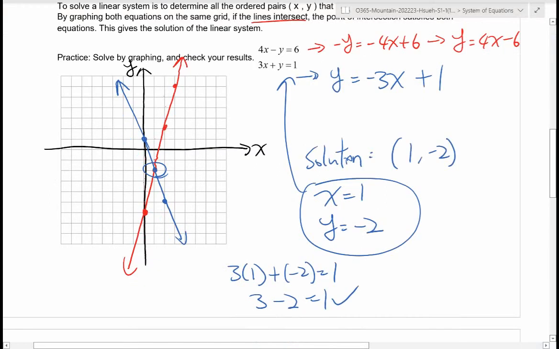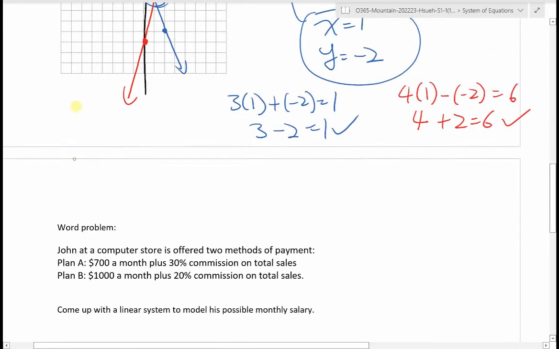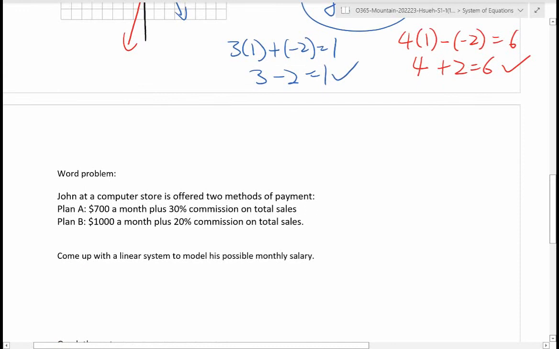If you do it for the first equation, we have 4x, so 4 times 1, minus y, which is minus negative 2, equal to 6. So 4 times 1 is 4, and minus the negative 2 is plus 2, and that equals 6, and that also makes sense. So we can guarantee that this is indeed the solution. Okay, so that's how you solve by graphing. Now we're going to see some more problems in this unit.